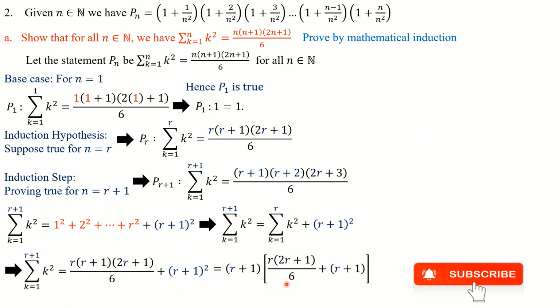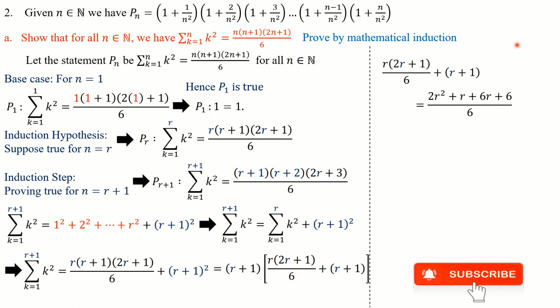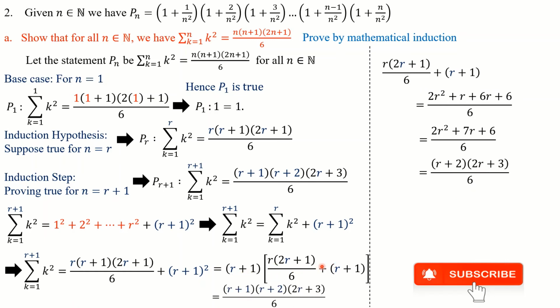Now let's try to simplify the interior to see what we are going to get. The interior part, we can look for the LCM, and then we try to add like terms together, and then we factor it out. That's the factors of 12 that if you add, you get 7, and you multiply, you get 12: 4 and 3. Then you factor out this equation using the factorization method. You're going to get this. So from there, we replace it with its equivalence, and we get the r plus 1 that is outside here times r plus 2 times 2r plus 3, all divided by 6.